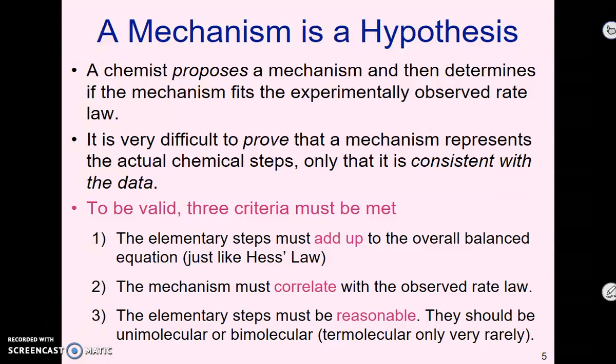However, for a mechanism to be valid, three criteria have to be met. First criteria is that the elementary steps have to add up to the overall reaction like we just saw. The mechanism has to be consistent with the observed rate law, which we get from doing experiments, which we've been doing the past week or so. And then the elementary steps have to be reasonable. They should usually only be unimolecular or bimolecular. Termolecular, the one with three, rarely ever occur, and they really shouldn't be included in mechanisms.